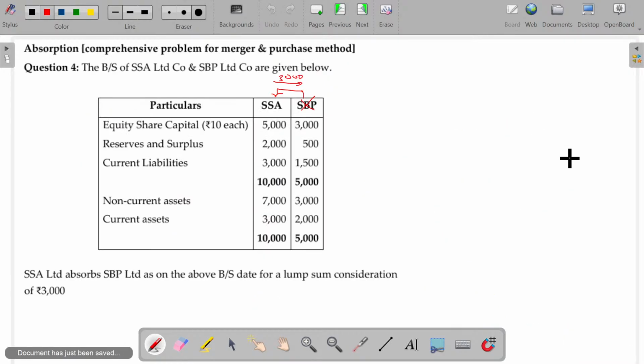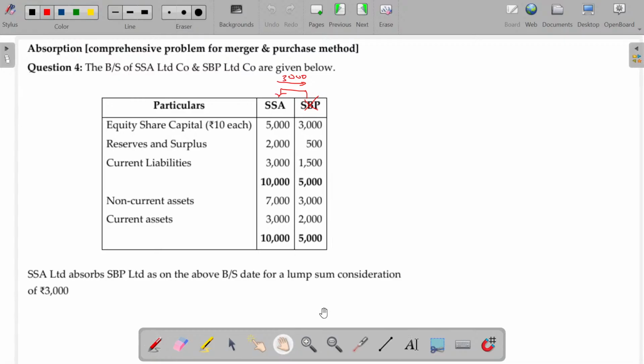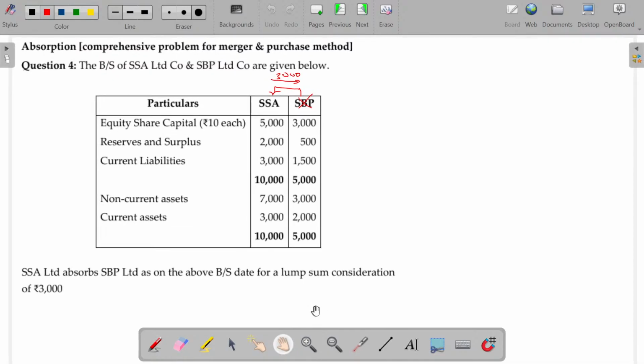Right. Now let's see lump sum consideration. Straight away go for closing the books. To close the books of accounts, you directly prepare the ledger. After preparing the ledger, of course, if journal entries are asked, you can post the journal entry also. Usually, you pass the journal entry and post that in the ledger, but we do the reverse way. Right. Now let's see.